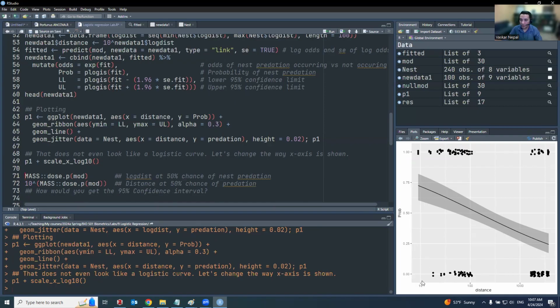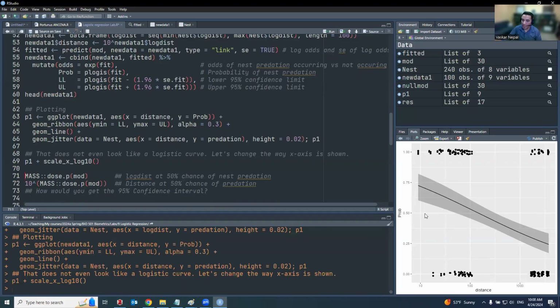As before, you can see that when the distance is low, say 10 meters or less, the chance of predation happening is more than predation not happening. Above this black line is the chance of predation happening, and below is not happening, right? It is more likely to happen than not. 50-50 is right there. At the other end, though, predation is not likely to happen compared to the chance of predation happening.